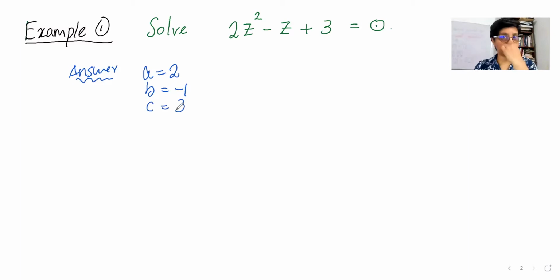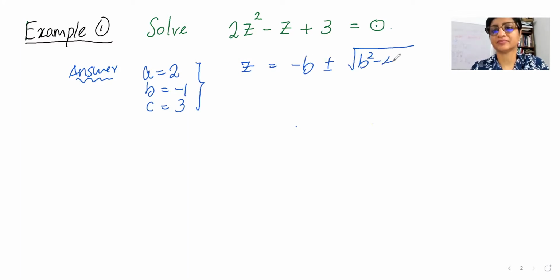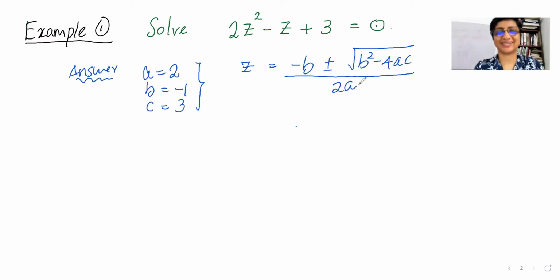These are the coefficients of the three terms, A, B, C. So let's use this in our formula. Z equals, not X, Z equals minus B plus or minus root B squared minus 4AC over 2A. Very good. Can you plug in the values now? And let's compute this, see what we get.